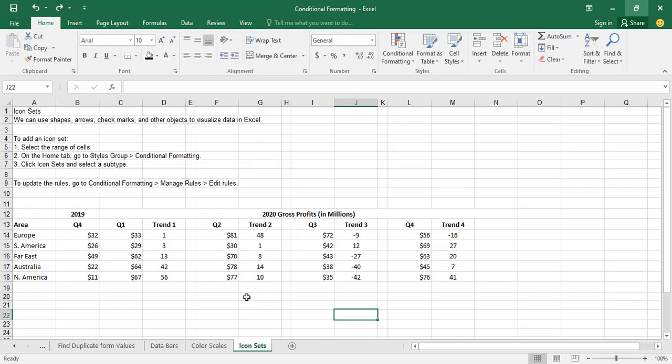So in this video we are going to be continuing with our series on conditional formatting, and this one will be a video on icon sets. We want to see how we can apply icon sets in formatting a table of values.